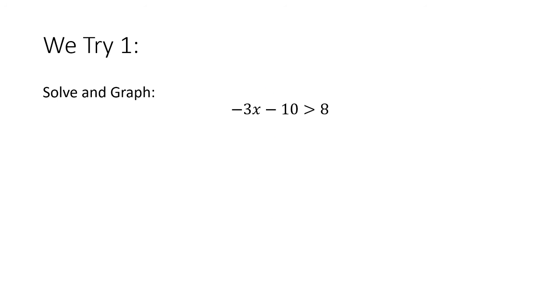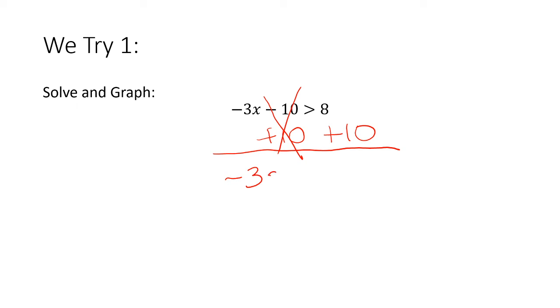So let's try one. Let's solve and graph it. I don't have any barriers to break. I don't have anything that I can combine together, so I need to isolate. That's step 3. To do that, I'm going to move this 10 to the other side. Right now it's negative, so I need to add 10. I need to do the opposite to get it to the other side. The negative 10 and the positive 10 will cancel out, and I'll be left with negative 3x is greater than 8 plus 10 is 18.